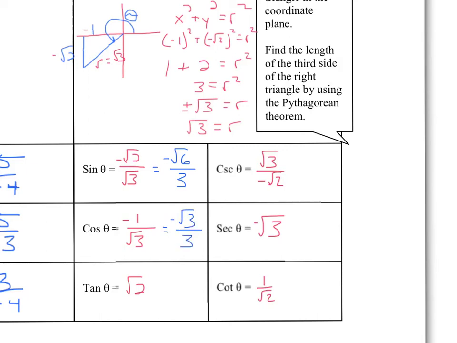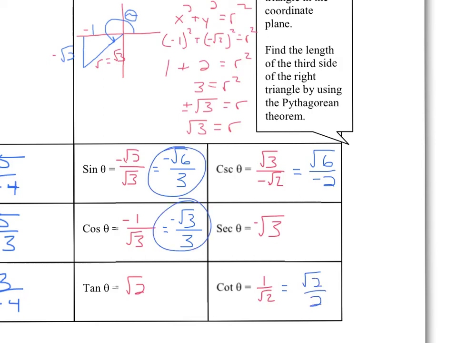Tangent of square root of 2 is fine how it is. Cosecant, multiply the top and bottom by square root of 2, you get square root of 6 over negative 2. The negative could be on top or bottom, doesn't matter. Secant is fine. Cotangent will be square root of 2 over 2.